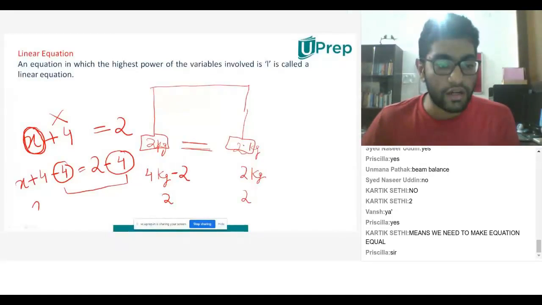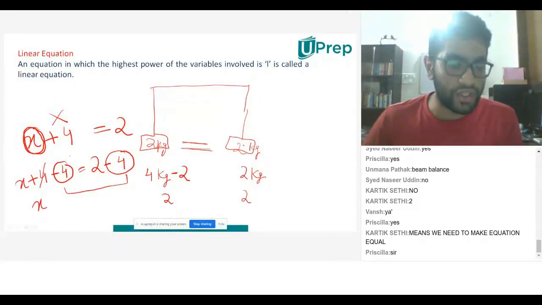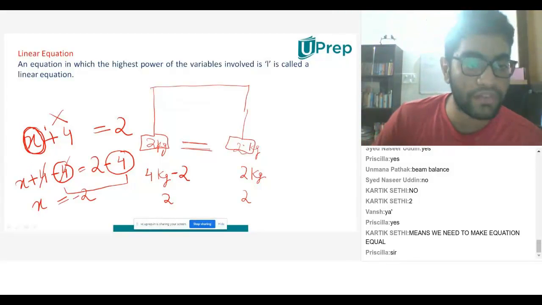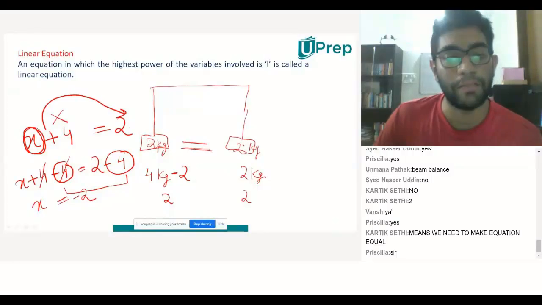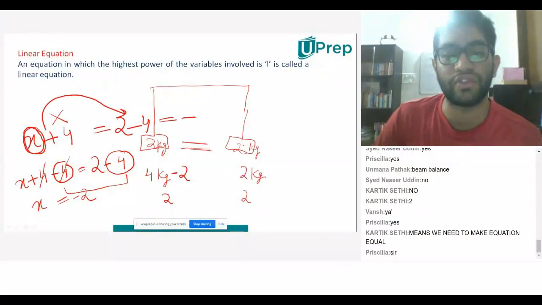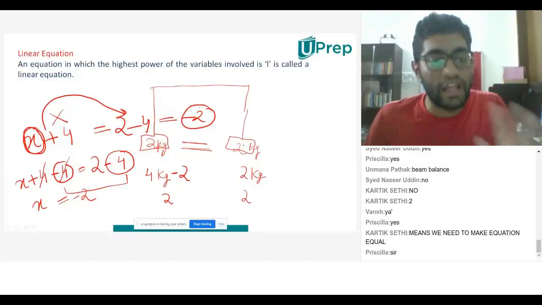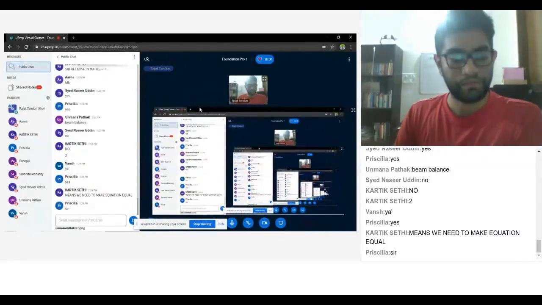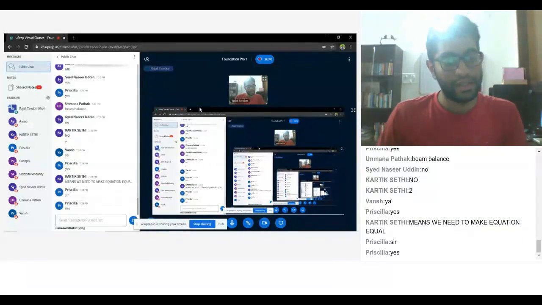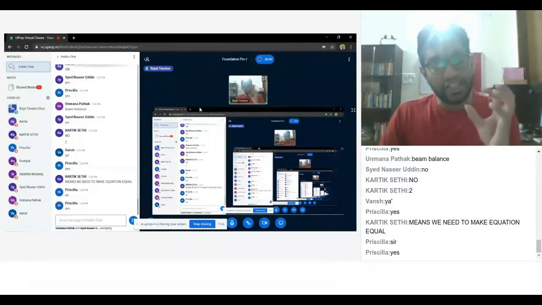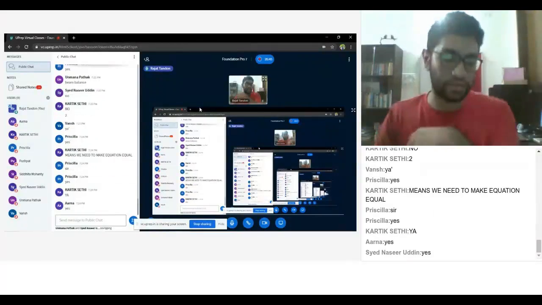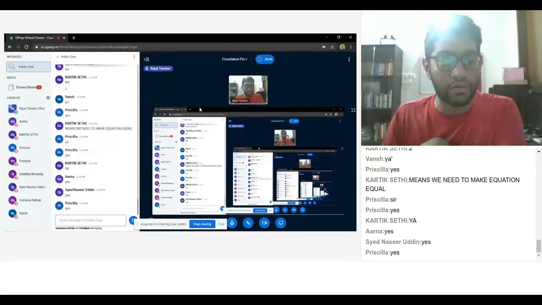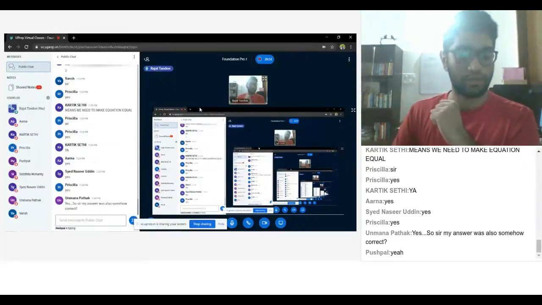Because see, here, plus 4 minus 4 is 0, x equal to minus 2. When I moved the plus 4 from here to here, it became minus 4 and I got the answer as minus 2. Did I get the same answer, guys? Yes. And now do you understand why plus becomes minus, minus becomes plus, multiplication becomes division, and division becomes multiplication?